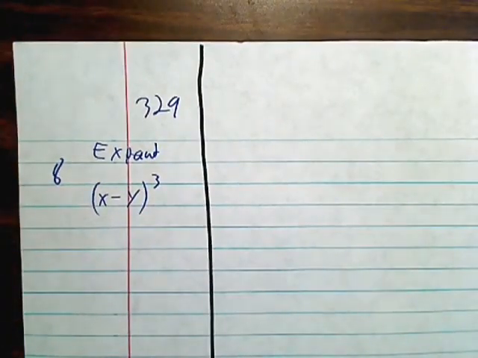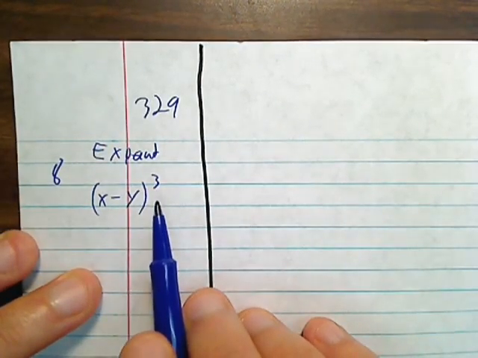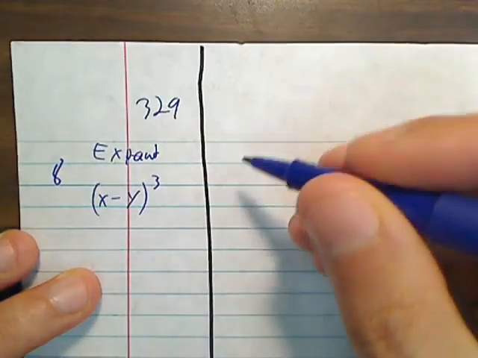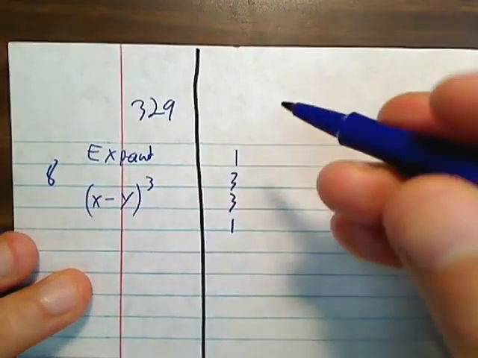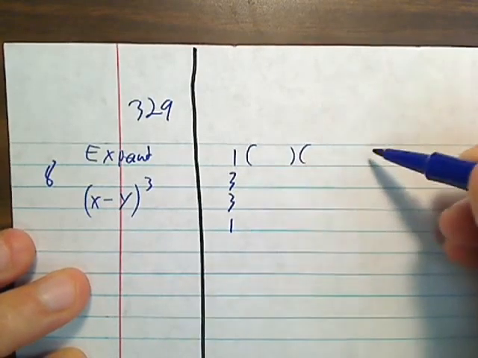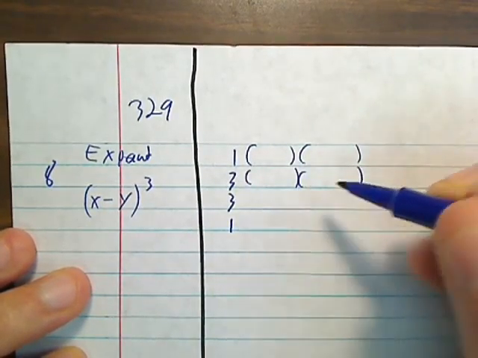Expand that out using the binomial theorem. Go ahead and give that a shot. Okay, using the binomial theorem, if you look at the third row on your other side, it's 1, 3, 3, 1. So I'm going to start with that, and then two sets of parentheses after each.